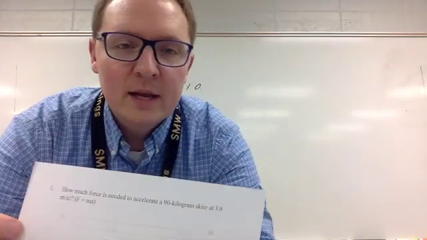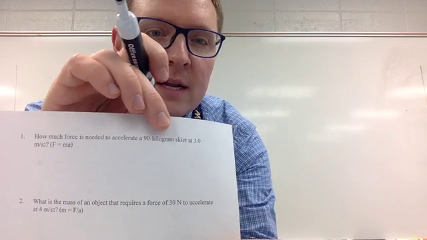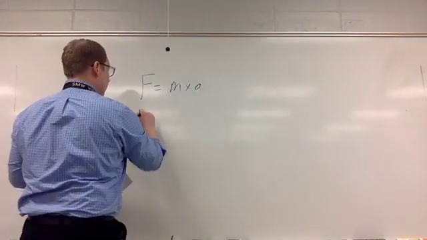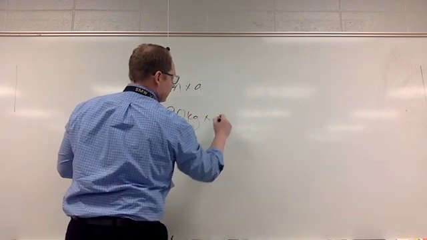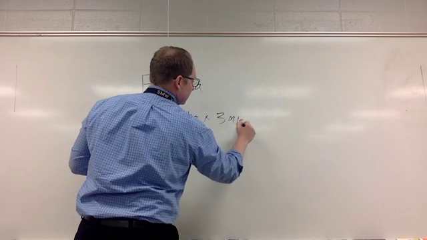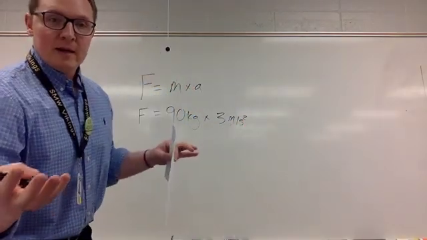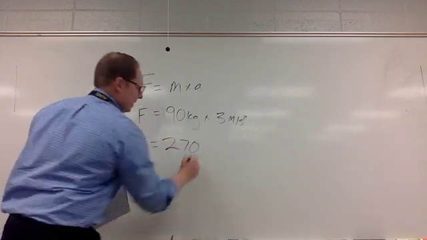Step 3 is now plug in the pieces that they give you. They give us a mass of 90 kilograms and an acceleration of 3 meters per second squared. So we'll plug it in. Force is equal to the 90 kilograms times the 3 meters per second squared. And so now this part is relatively simple math. Use your calculators if you need to. Force is equal to 270.